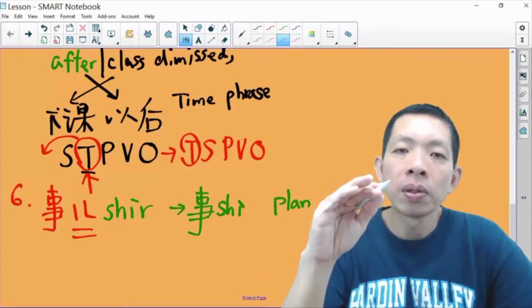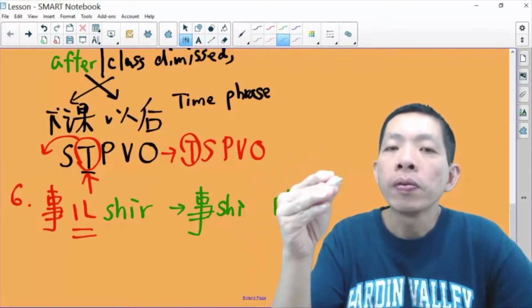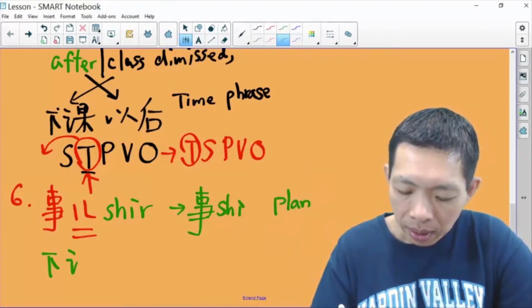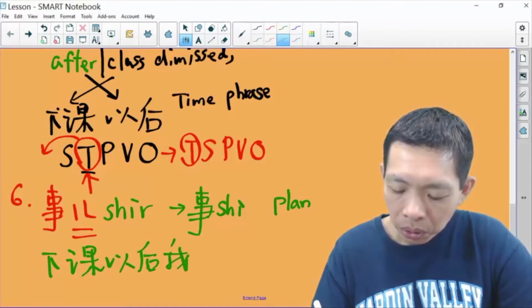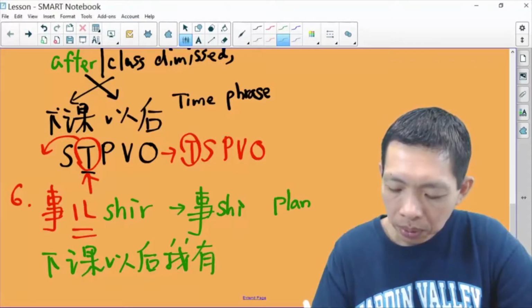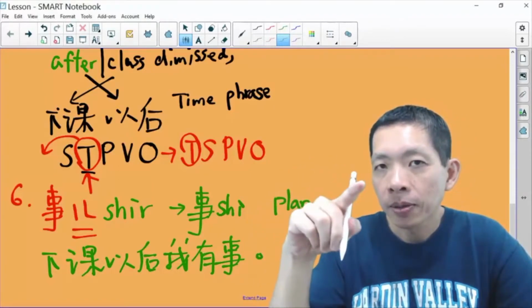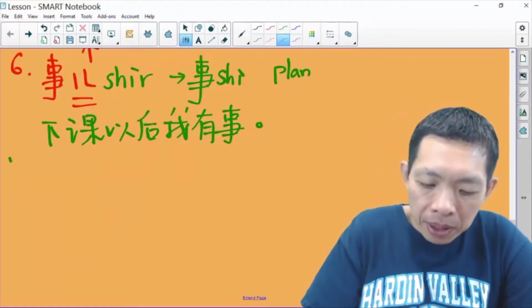So you can actually put subject and time in there. Or you can move the time to the very beginning. You say, 下课以后我有事. Okay, there's two ways of saying it. Okay, number 7.